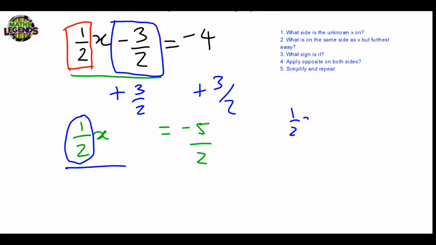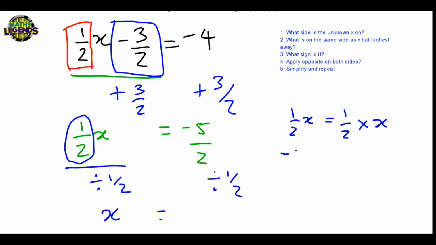1/2 x is the same as 1/2 times x. So it's a times. So we apply the opposite. So we divide by 1/2 and we divide by 1/2. Now 1/2 divided by 1/2 is x, and then we need to solve this fraction, minus 5 over 2 divided by 1/2. So here we use our method of keep, flip, change.